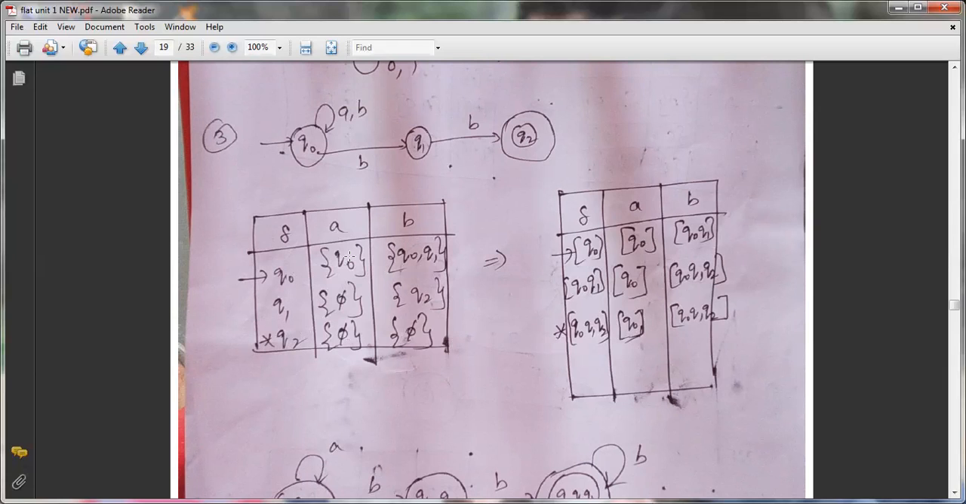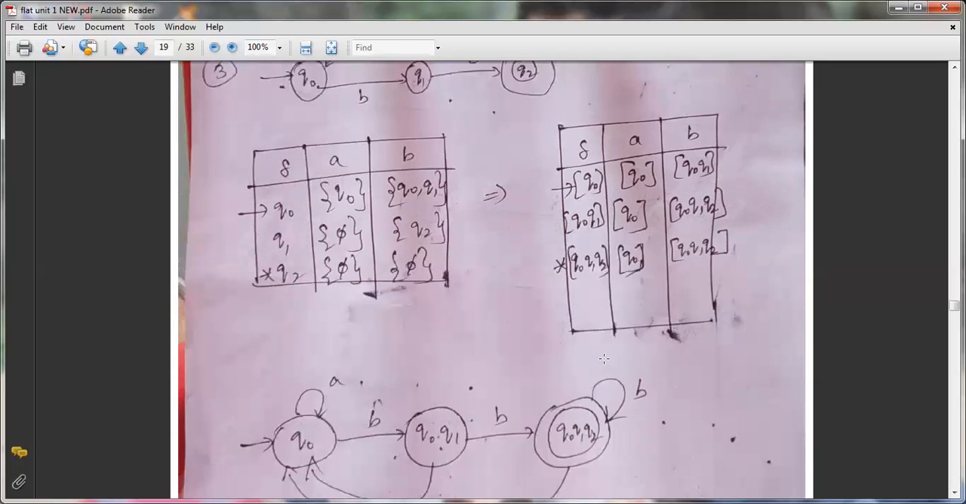And then Q0 on B is going to Q0, Q1. Q1 on B is going to Q2. And Q2 on B is going to null state. So I will take it as Q0, Q1, Q2 here. Till now, are any new states there? No. So we'll end here. What is the final state here? Q2 is the final state in the NFA. What is the final state in the DFA? Wherever you have Q2, that will be the final state. So Q0, Q1, Q2 will be the final state.